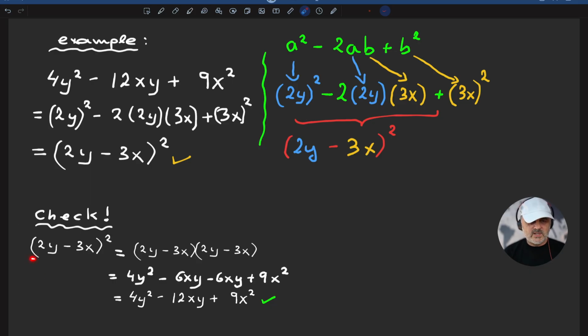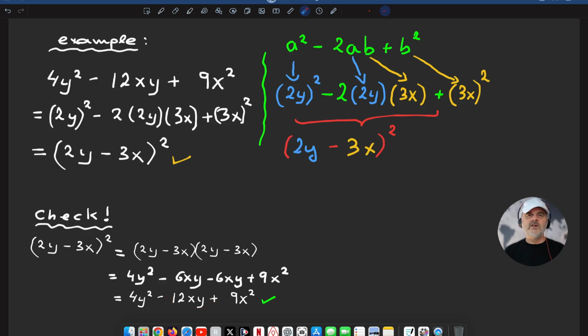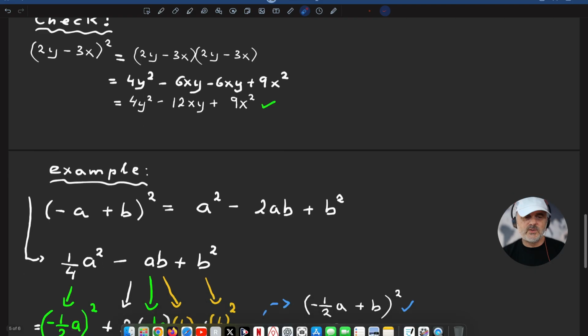So checking your work is a must. So 2y minus 3x binomial squared is expressed as a product of the same base repeated twice, and then you do the expansion process, you get 4 terms, and then you combine like terms, of course, which is negative 6xy and negative 6xy. Bingo, you have it, and you're excited. You now know how to work with perfect square trinomials and what to do with that.